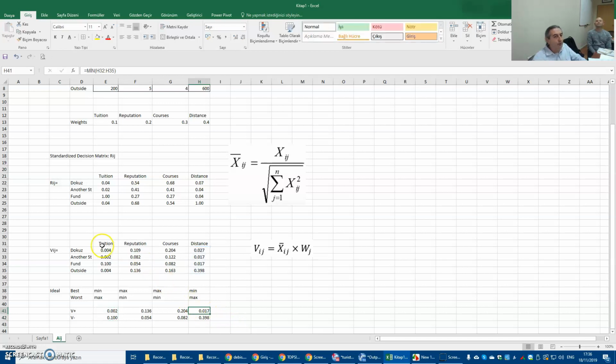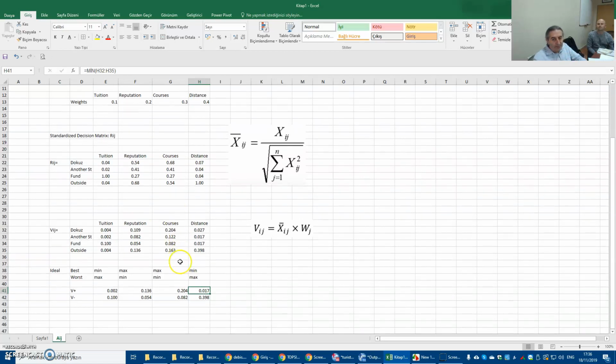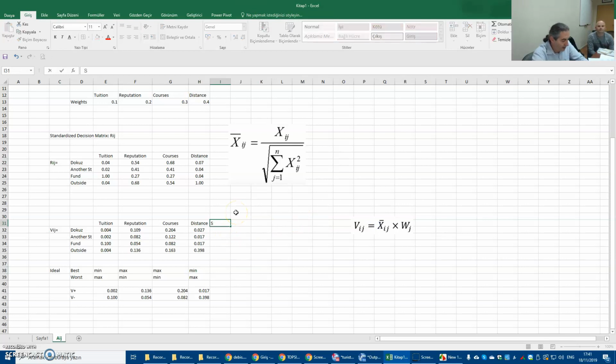Right? Distance and tuition are cost-based, reputation and courses are maximum side or profit-based, okay? The maximum is good, the minimum is good, okay? For tuition and distance, the minimum is good. So this step is completed as well. The next one is coming. So the next step is, let's drag to the right side, calculating the positive separation measures.